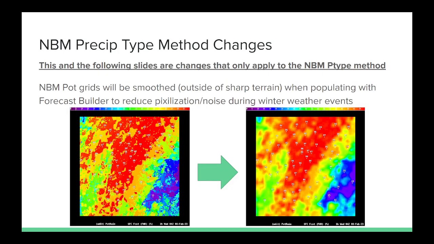All right, for the rest of this presentation, we're going to talk about the precip type method changes. The first one here, a lot of feedback has come in about the pixelation of the P-type grids. So there's a simple smoother that is applied. It's a 3x3. It creates a much cleaner looking image, that you see at right. But note that the smoother does not get applied to sharp terrain areas because we want to preserve the terrain detail.